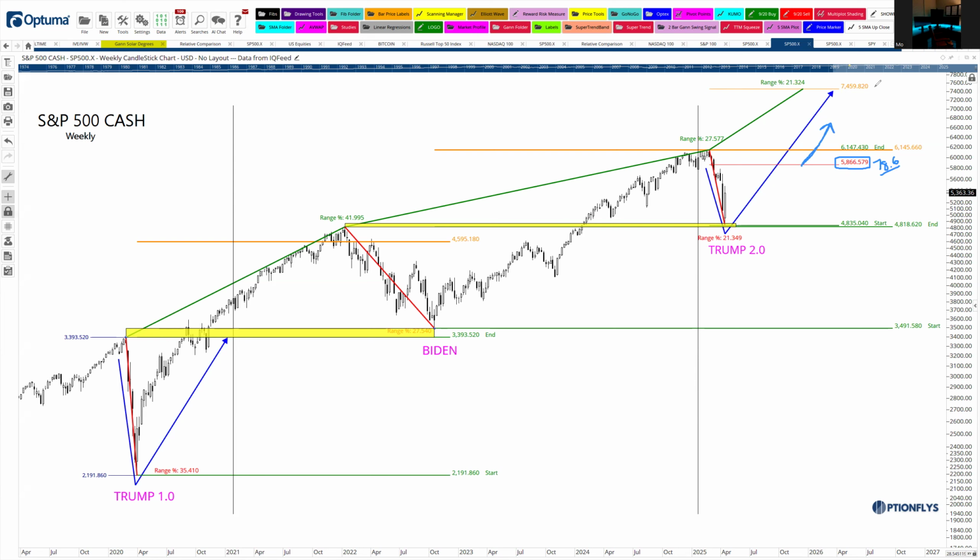I would put a Trump target of 2.0 right here. Because what I see is that what has happened here before has a very, very high probability of happening again.